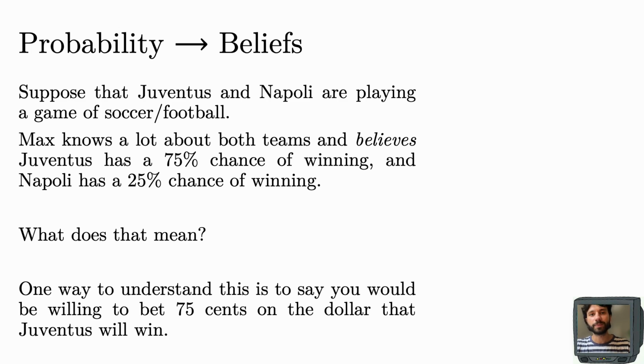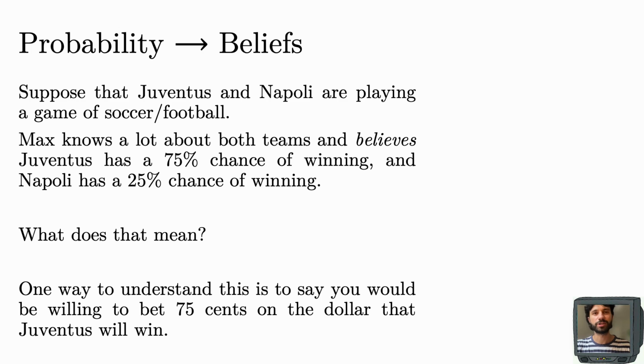Well, one way to understand this, and as we've alluded to in past lectures, how we're going to operationalize this belief, is to say that if you believe that Juventus has a 75% chance of winning, that means you'd be willing to bet 75 cents on the dollar that Juventus will win.